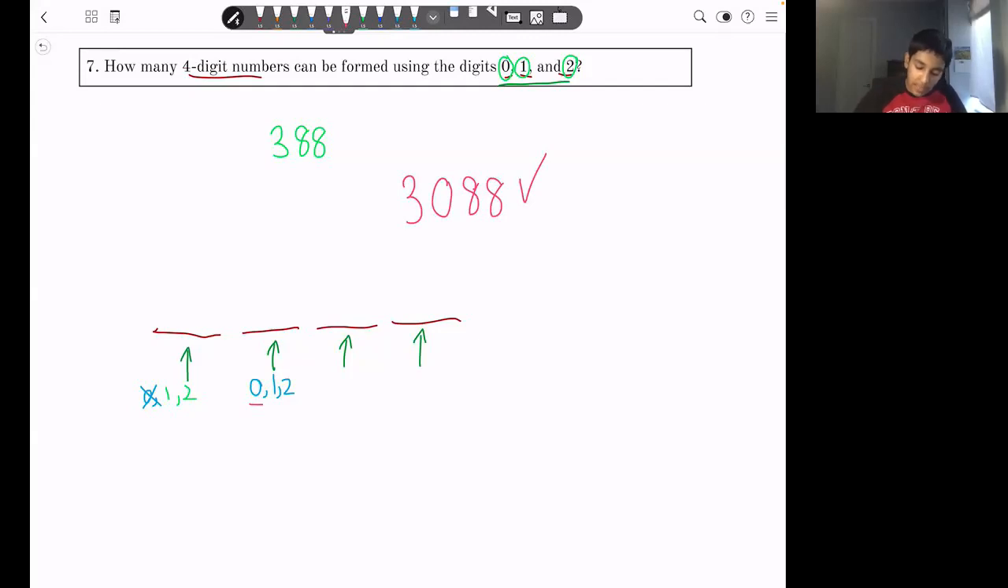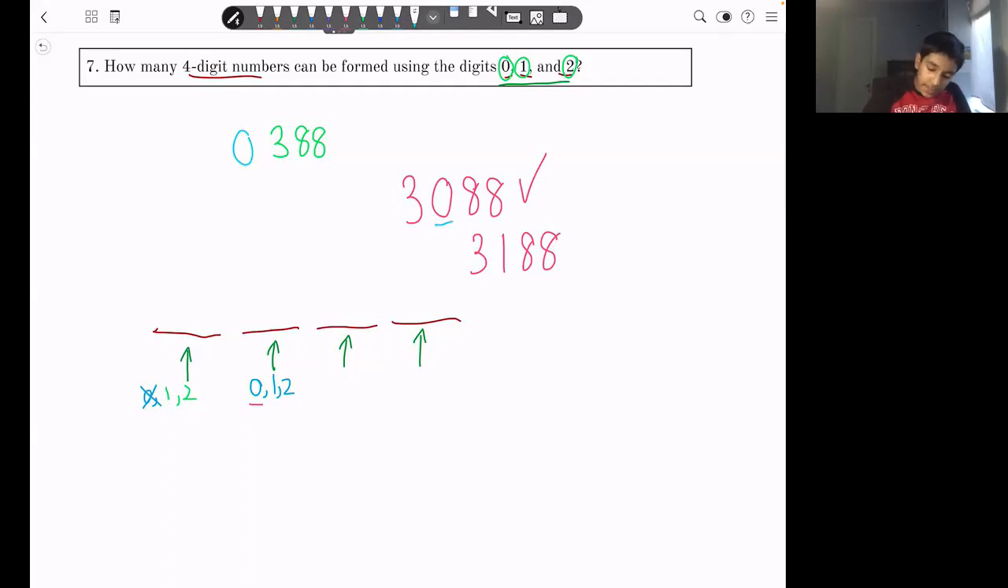So we can have, but then even having 1, 3, 1, 8, 8, for example, would also be fine. So these 0s can be in the second or third or fourth digit. It just can't be in the first digit, since if it was in the first digit, then it would no longer be a 4-digit number.